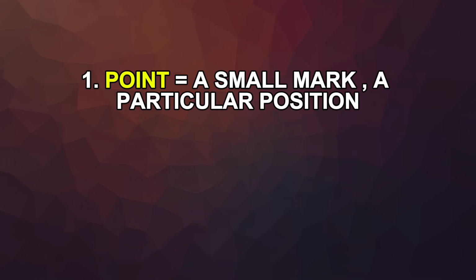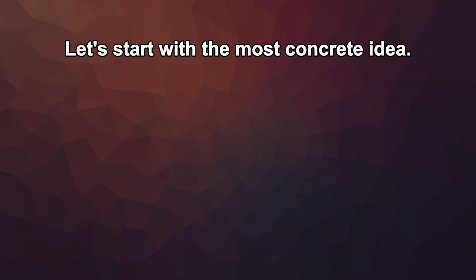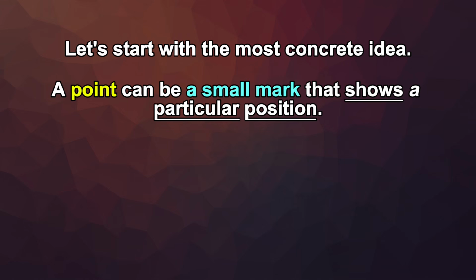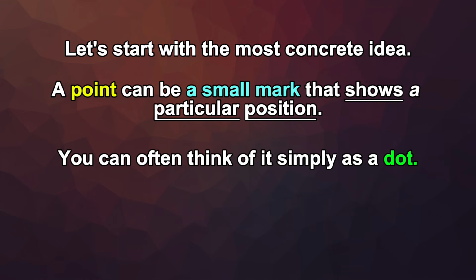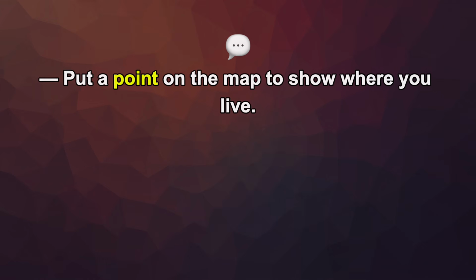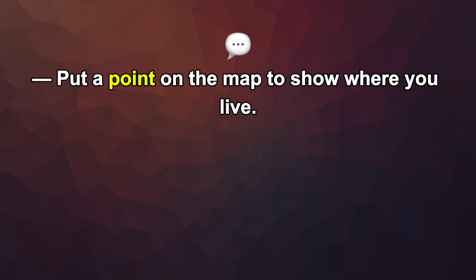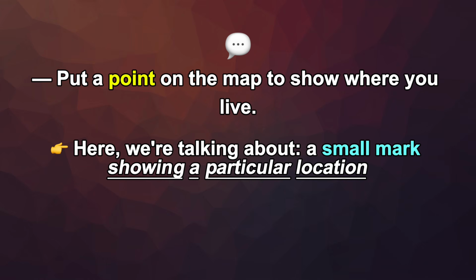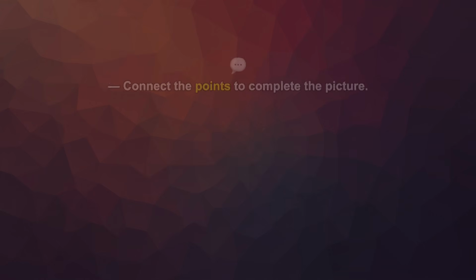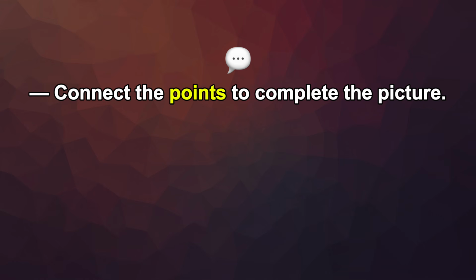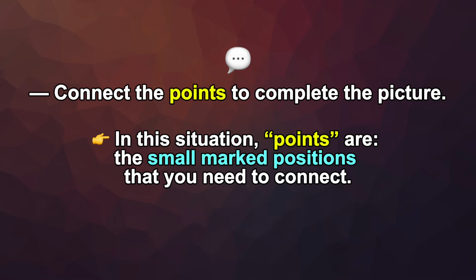Point equals a small mark, a particular position. Let's start with the most concrete idea. A point can be a small mark that shows a particular position. You can often think of it simply as a dot. Put a point on the map to show where you live. Here, we're talking about a small mark showing a particular location. Connect the points to complete the picture. In this situation, points are the small marked positions that you need to connect.